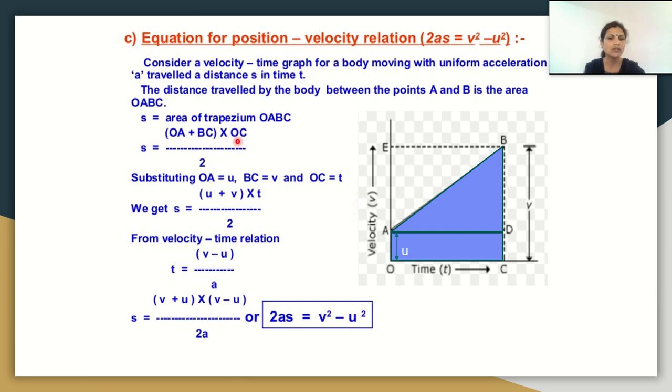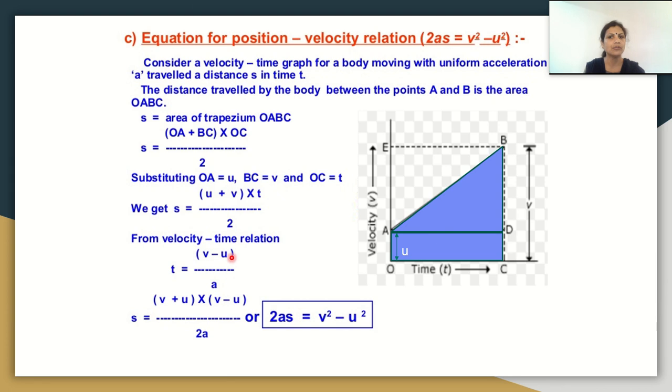Now we know all the values. OA is U, BC is V, OC is T. Put the values. So you get S is equal to (U plus V) into T upon 2. But from the velocity time relation, from the first equation of motion, V is equal to U plus AT, you can find the value of T. T is equal to (V minus U) upon A. This value you have to substitute in place of T.